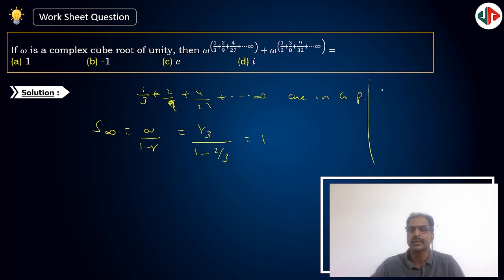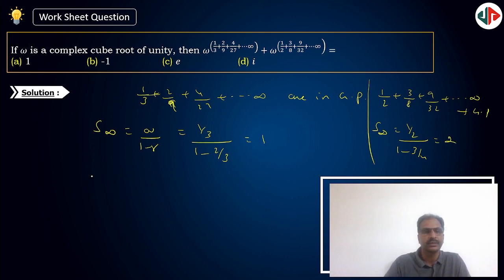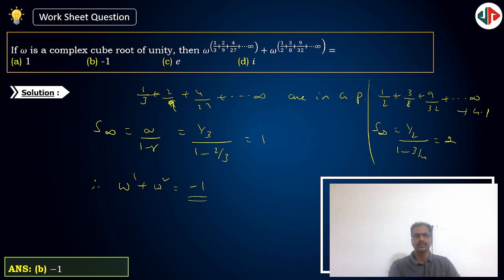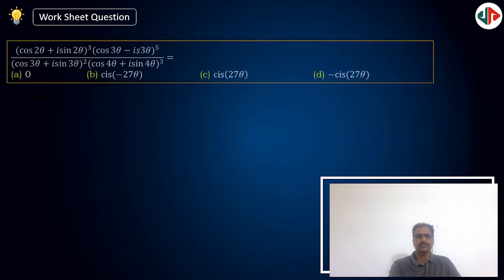Similarly, 1/2 + 3/8 + 9/32 + so on, these are also in GP. And what is the sum of infinite terms? a/(1 - common ratio), the common ratio is 3/4. So (1/2)/(1/4) is 2. Therefore, what is the required expression? Omega to the power 1 plus omega to the power 2, which is -1. Option B. So both the series are in geometric progression.